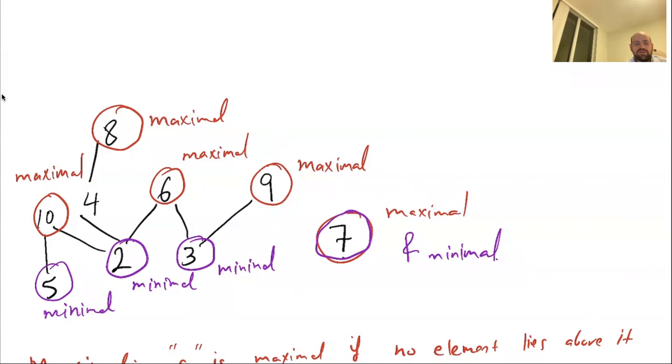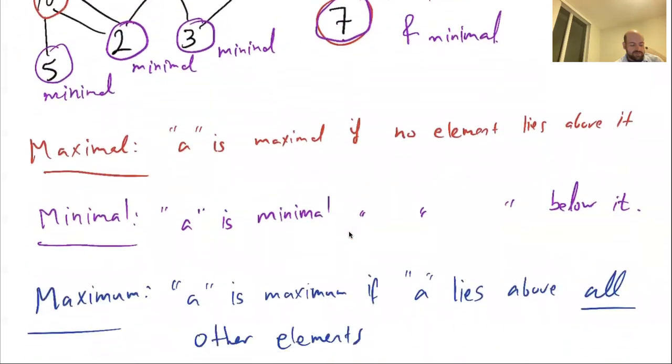So for example, look here, 10, well, yes, 10 lies above 5 and 2, but 10 does not lie above 4 or above 8, for example. 8 lies above these elements, but 8 is not above 6, for example. 6 is not above 9, for example. 9 is not above 7, for example. 7 is not above anything. So none of the elements here are maximum.